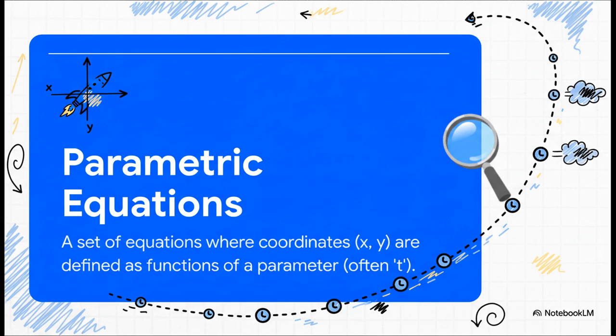You know, on a standard graph, y depends on x. It just gives you a static picture. But with parametric equations, both x and y depend on a third variable, t. It's kind of like having a director for your graph, telling your point exactly where it needs to be at every single moment in time.